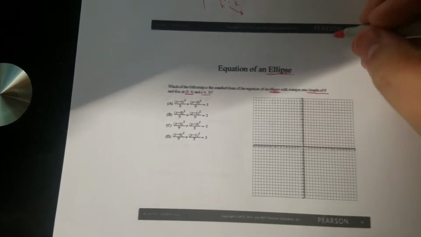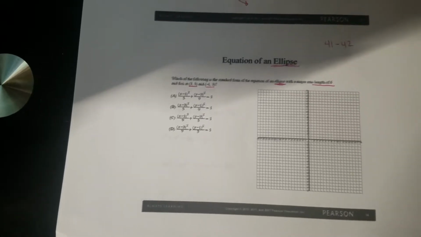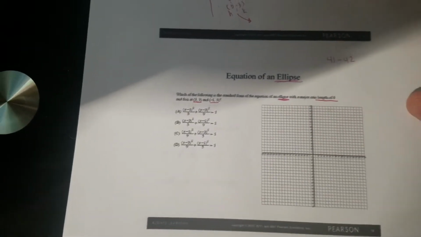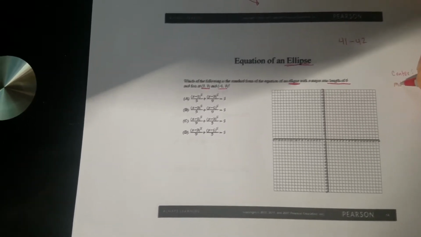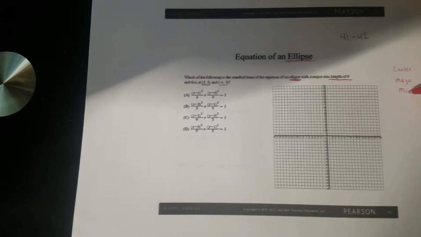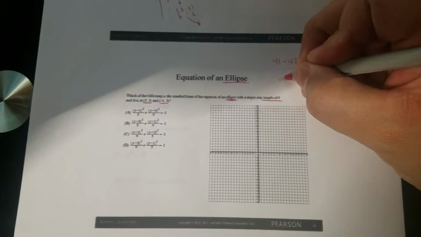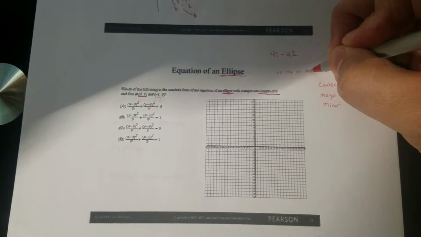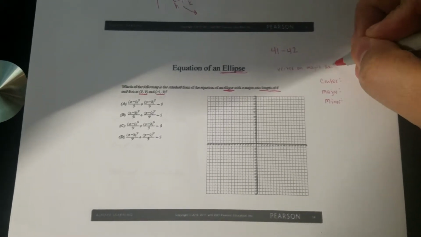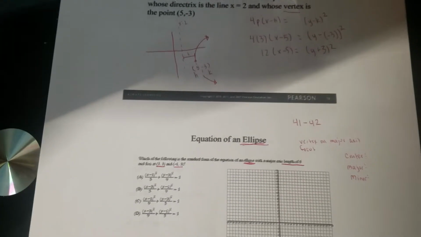Before we start here, this is like number 41 and 42 in your worksheets. Okay, so 3 things that I need here: center, major, and minor. What we need to remember, and this goes for the hyperbola as well, is the vertex is on the major axis. Okay, well, the focus and the vertex are on the major axis. So keep that in mind.